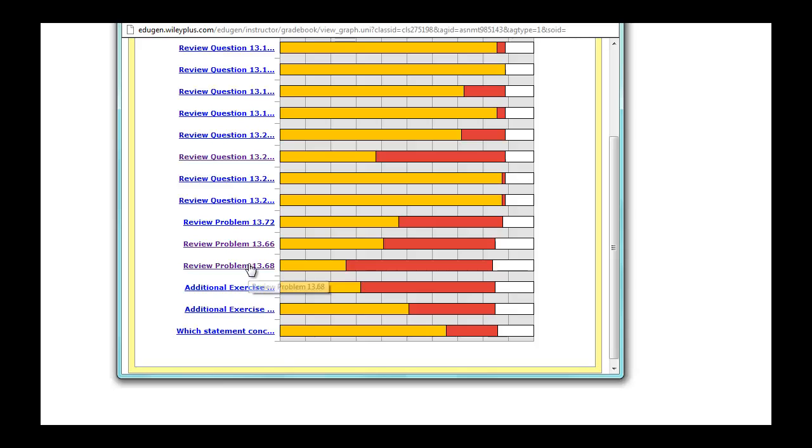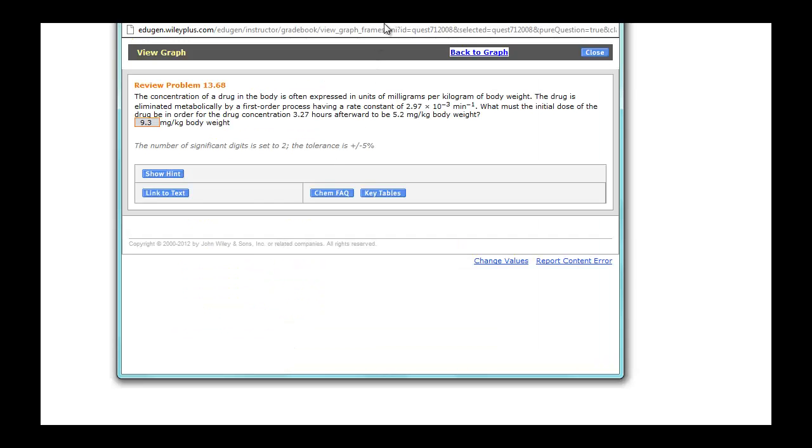And then 13.68 was another problem that we had. The concentration of a drug in the body is often expressed in units of milligrams per kilogram of body weight. The drug is eliminated metabolically by a first-order process having a rate constant of 2.97 times 10 to the minus 3 per minute. What must the initial dose of the drug be in order for the drug concentration at this time, 3.27 hours afterward, to be 5.2 milligrams per kilogram of body weight?